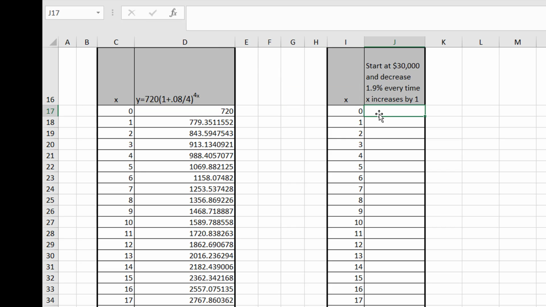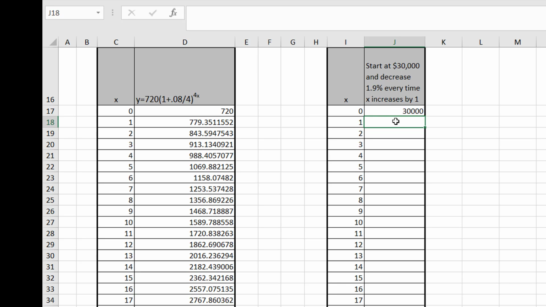Let's try again. In the next table, again, I have some given x's, x equals 0, 1, 2, 3, 4, 5, etc. And it says we want this to start at 30,000 and decrease by 1.9% every time x increases 1. So it starts at 30,000. So the first thing I can write in this first row is the number 30,000. And it says every time x goes up 1, we want this y to decrease by 1.9%.